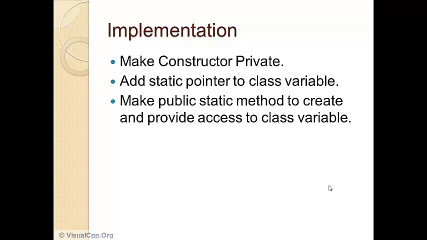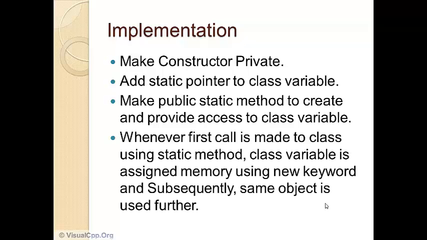Why are we doing this? Since we all work in an OOP world, by the basic OOP concept, we should make our variable private and control its access through a public function. Since you cannot have an object of the class, you must have a static variable and a static method which will create and access that class variable. Last but not least, when the first call is made to the class using the static method, the class will be assigned memory using the new keyword, and subsequently the same object is used further. We can consider this lazy initialization, as the object is created only on demand, not at the application start.